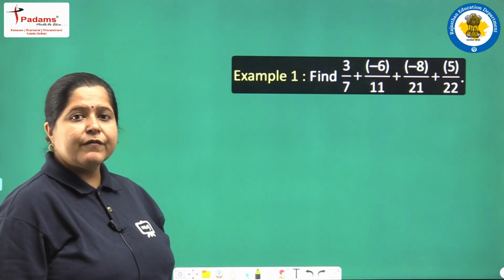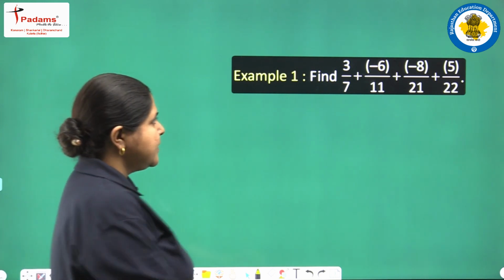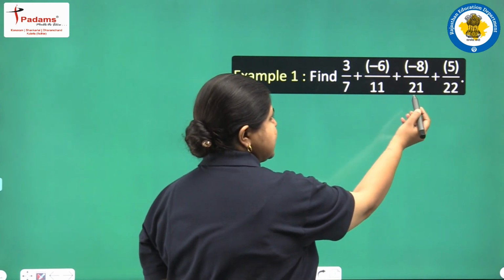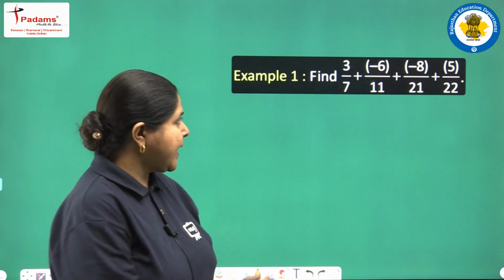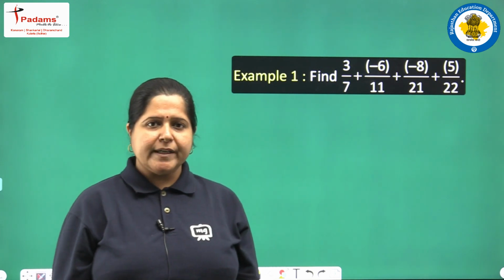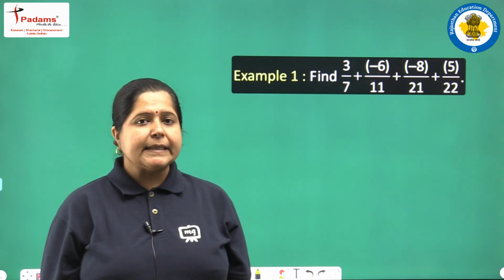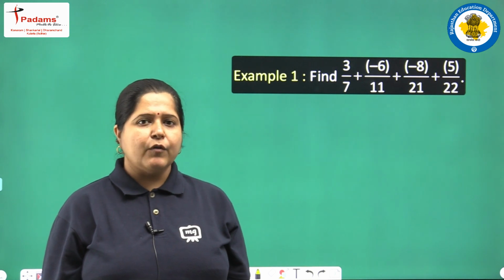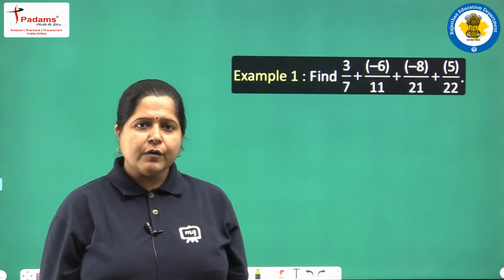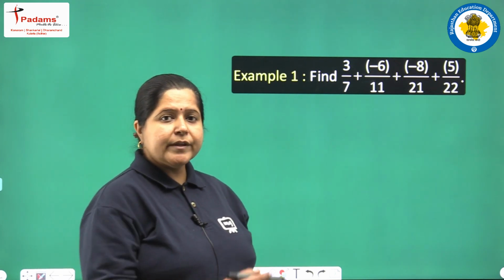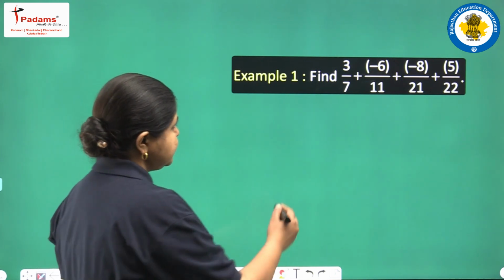Here there are 4 numbers in the denominator: 7, 11, 21 and 22. One method is to take the LCM of all these 4 denominators and solve it. But then some big numbers will be involved and the calculation will become difficult. So to solve it easily, we can do the regrouping part here.